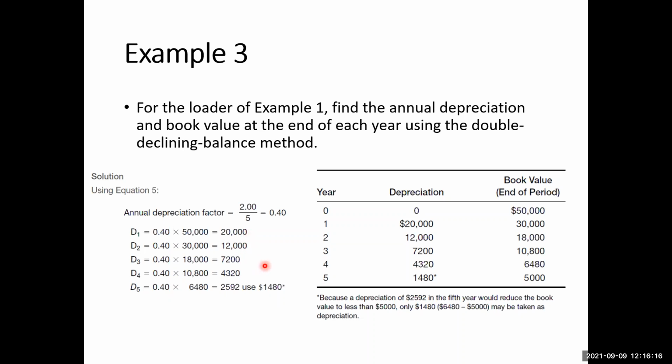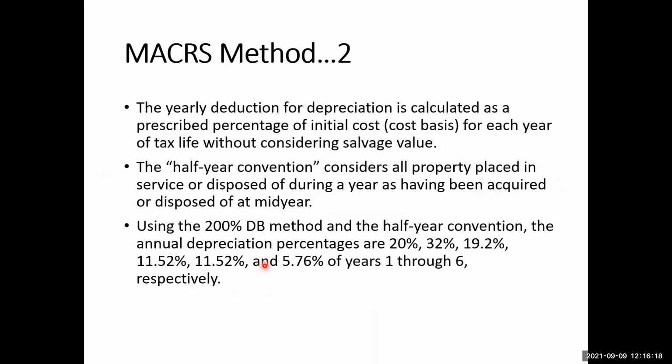But in the MACRS, the first year is not considered a full year. The first year is considered a half year, okay? So that's why in the first year there is this much depreciation, and then there is an increase in the second year, and then a gradual decrease till the 4th year, 5th year, and then in the last year it is 5.76%.